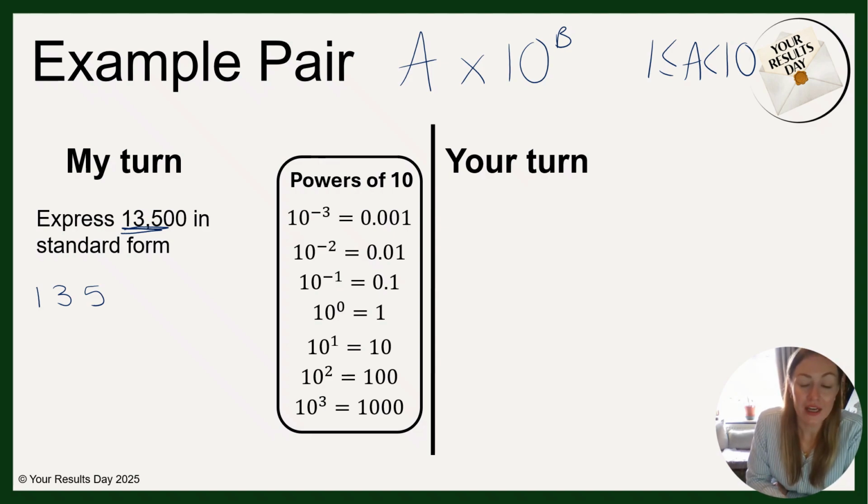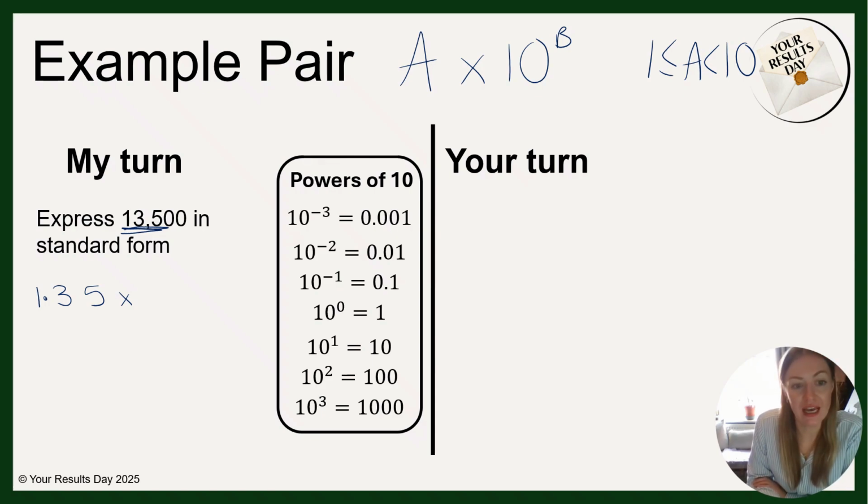The only way I can put a decimal in between these digits to make it a value between 1 and 10 is if I put the decimal point after the first digit, so after the 1, making it 1.35. I couldn't do 13.5 because that's bigger than 10, and I couldn't do 135 because that's bigger than 10, and I couldn't do 0.135 because that's less than 1. So the only place I can put that decimal point is between the 1 and the 3. And then we know we're going to be multiplying it by a power of 10. The question remains, what power of 10 is it?